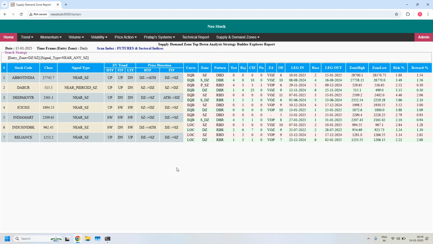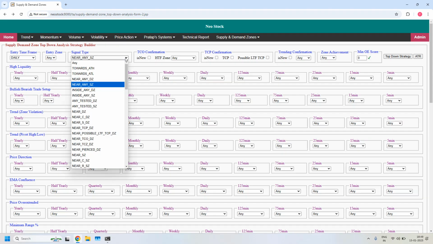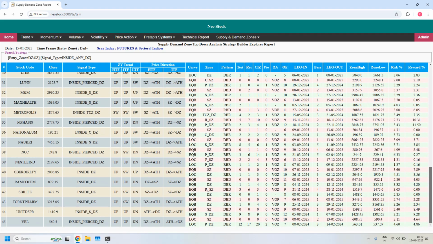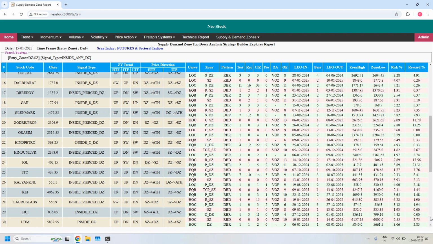But before that, for daily time frame, let us find the stocks where price closed inside the daily demand zone. We got a big list. So total 45 stocks are filtered where price closed inside the daily demand zone. First 15 stocks you are seeing in the list. I am scrolling the list down for the reference purpose.